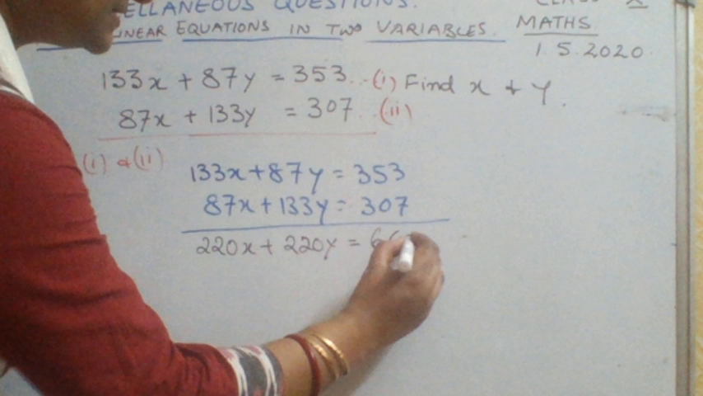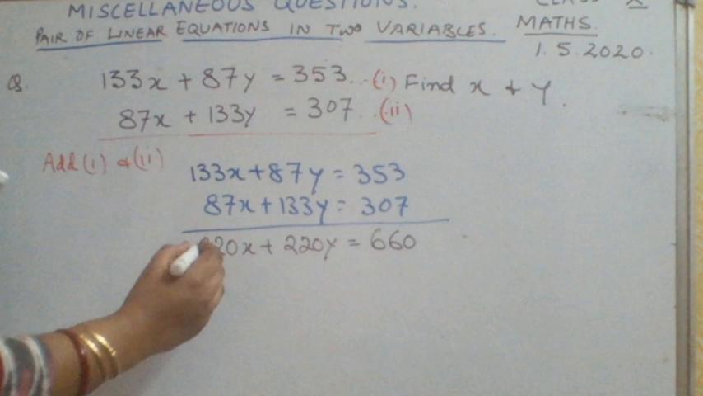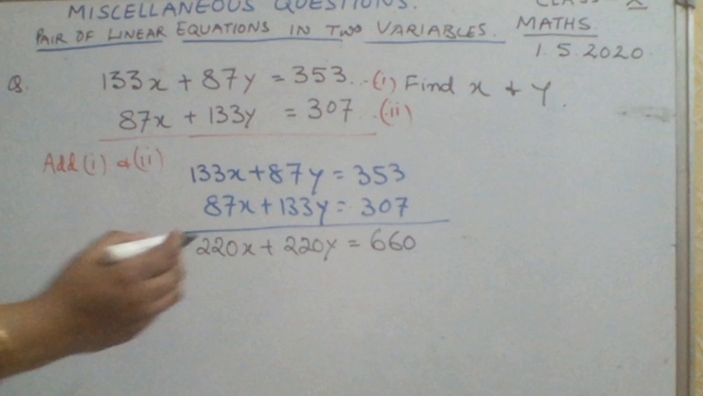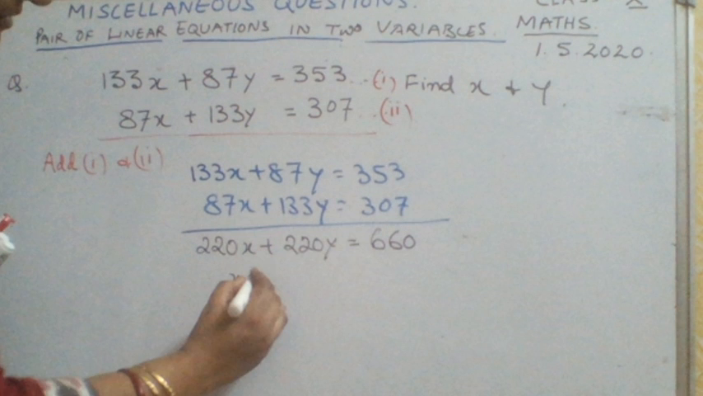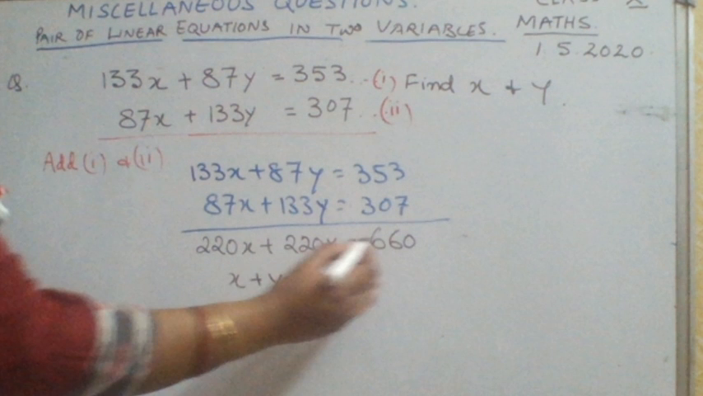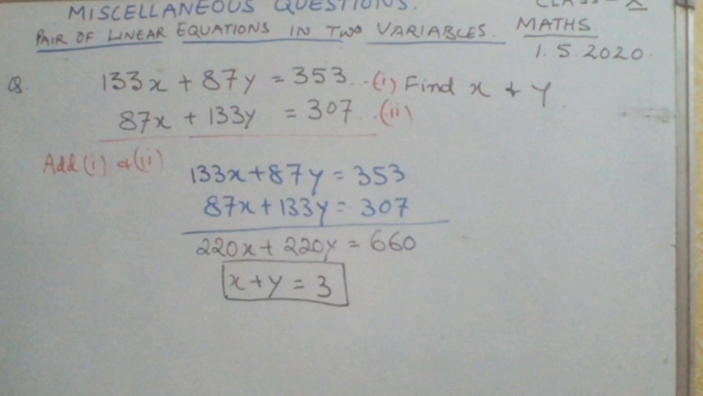So this is what you get. Now you see, this is 220, 220 and 660. If you divide it by 220, 220 into 3 is 660. So 220 is a factor of 660. So if you divide this equation by 220, you get x plus y equal to 3. So you get one equation like this. Okay, now this is a very simple one. x plus y equal to 3.